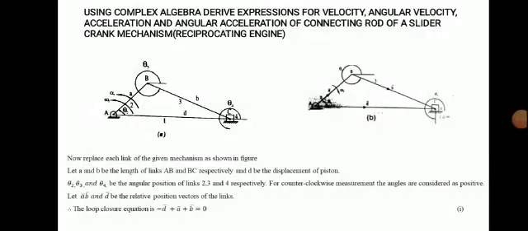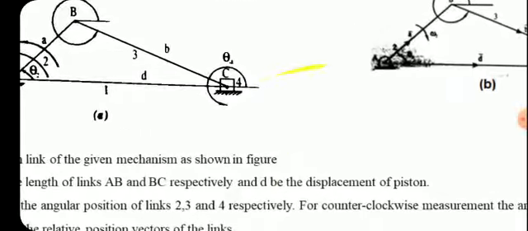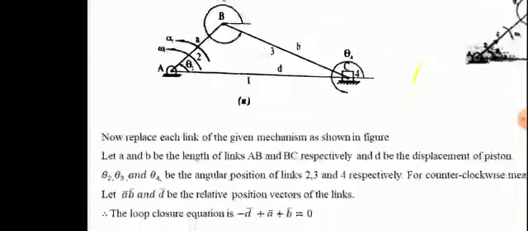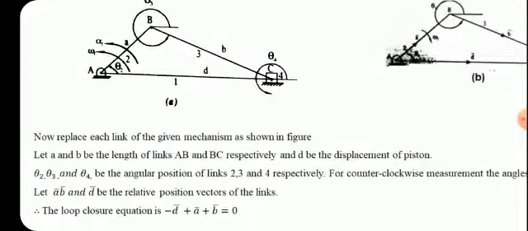Now, using the complex algebra, derive the expression for velocity, angular velocity, acceleration, angular acceleration, connecting rod of a slider crank mechanism or reciprocating engine. Same thing, Raven's approach, what we did earlier. Now, here also you consider all the links. Replace each link of the given mechanism as shown in the figure. Let A and B be the length of the links AB and BC respectively, and D be the displacement of the piston.